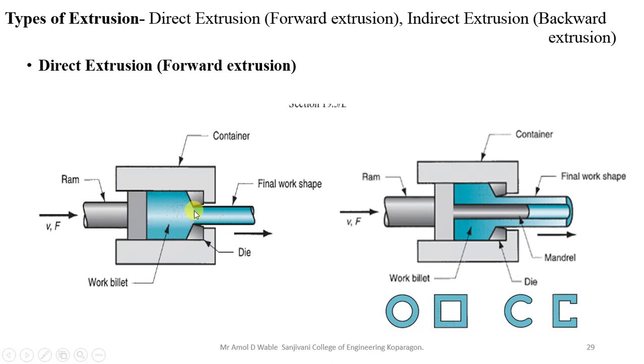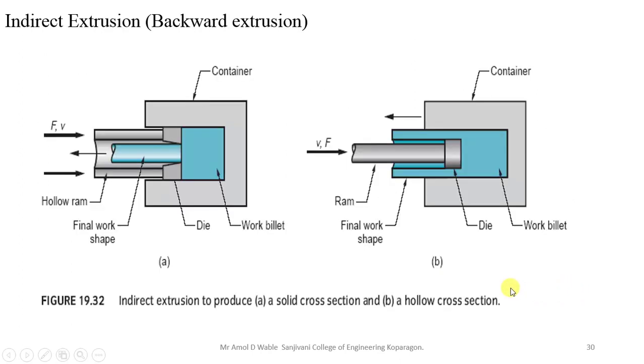When the billet is forced to flow through the die opening, there is friction between the workpiece and chamber walls. This friction may be reduced by providing additional ram force or by providing an oxide layer on the inner side of the chamber. It is also used to produce hollow sections. These are the cross sections of your workpiece, that is, it might be circular, square, or C type, or some such shape.